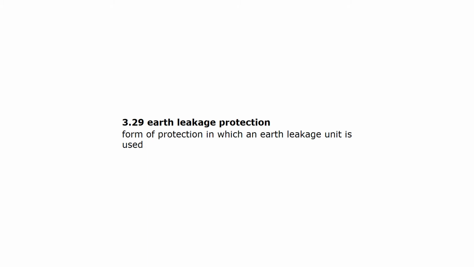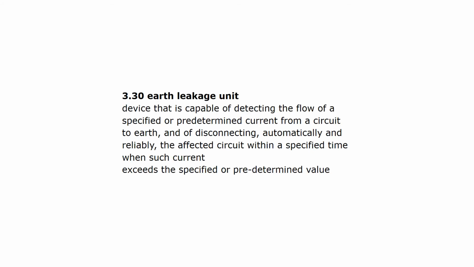Earth leakage protection, form of protection in which an earth leakage unit is used. Earth leakage unit, device that is capable of detecting the flow of a specified or predetermined current from a circuit to earth and of disconnecting automatically and reliably the affected circuit within a specified time when such current exceeds the specified or predetermined value.